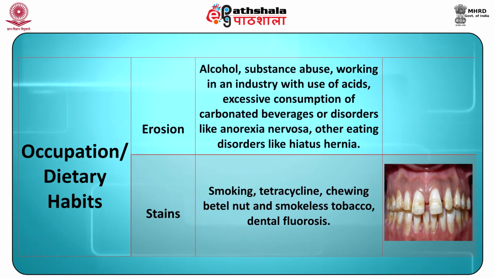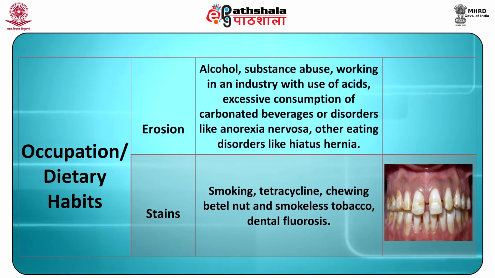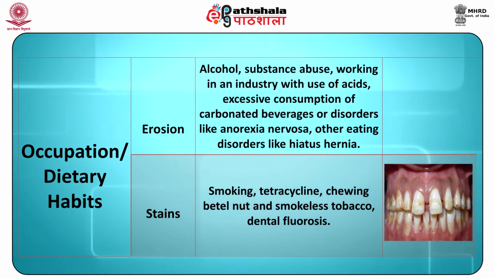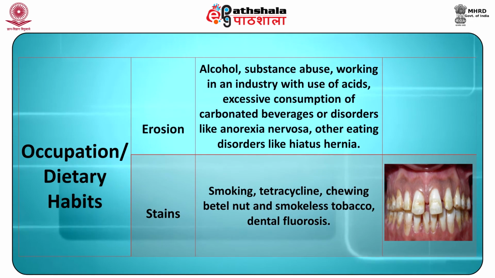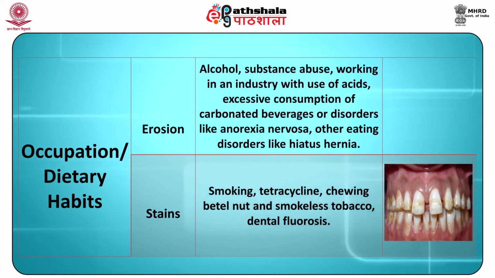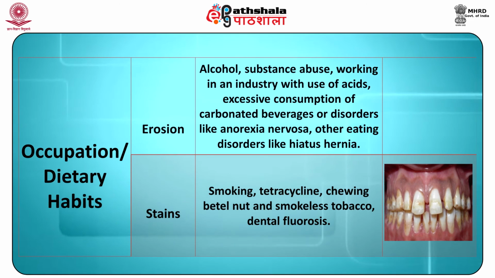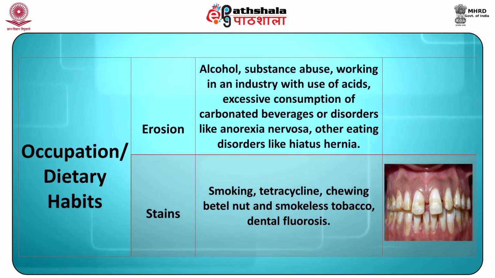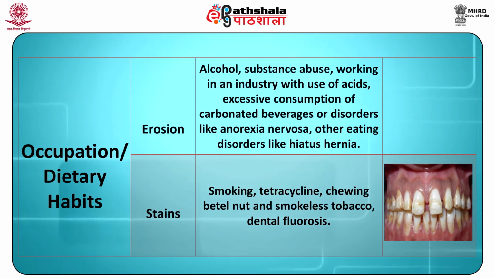Then various types of occupation or dietary habits can be known by examining, like there occur erosions, stains or unusual wearing patterns. Erosions: alcohol, substance abuse, working in an industry with the use of acids, excessive consumption of carbonated beverages, or disorders like anorexia nervosa, other eating disorders, like hiatus hernia, cause erosion of teeth. Stains: smoking, tetracycline, chewing betel nut and smokeless tobacco, dental fluorosis.